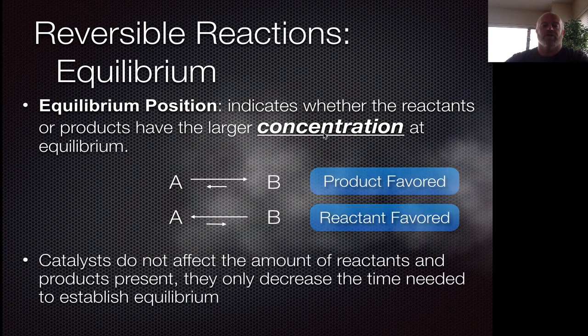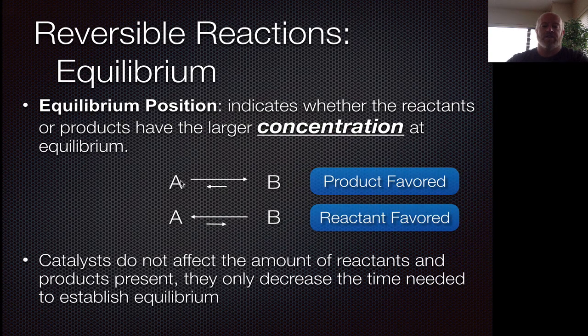We're still looking at concentrations there. So if you go A to B, it's product favored. If you go A to B with a short arrow and a long arrow this way, that is reactant favored. These are ways that we can indicate our equilibrium position by using a couple of different arrows that we also saw in our demonstration.